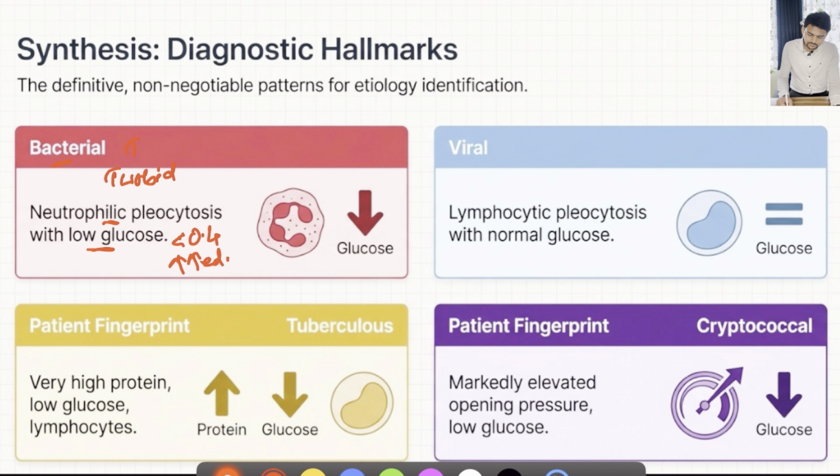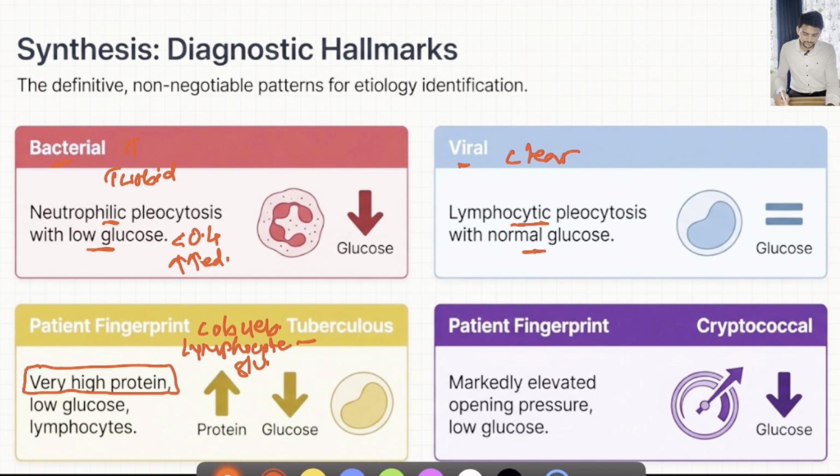In viral meningitis, the CSF fluid will usually be clear, and when it comes to cell type and cell count, we see lymphocytic pleocytosis, the glucose ratio will be normal and protein will usually be normal or slightly elevated. Whereas in tuberculosis, we see cobweb formation or slightly turbid fluid. The cell count will usually be lymphocyte predominant, and glucose will be depleted, and the hallmark is very high levels of protein.